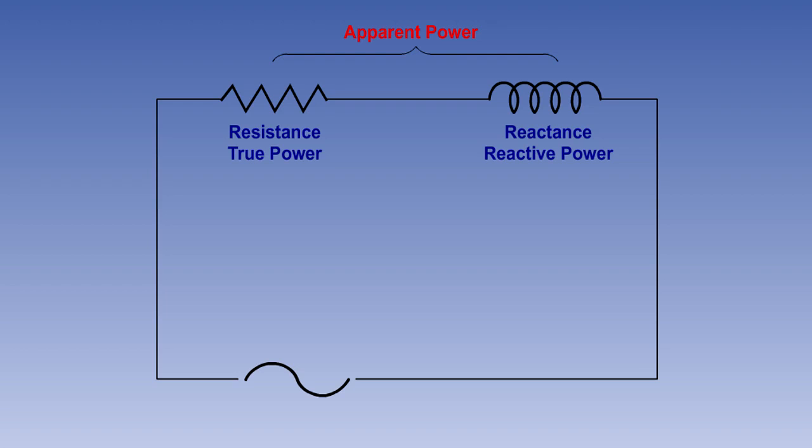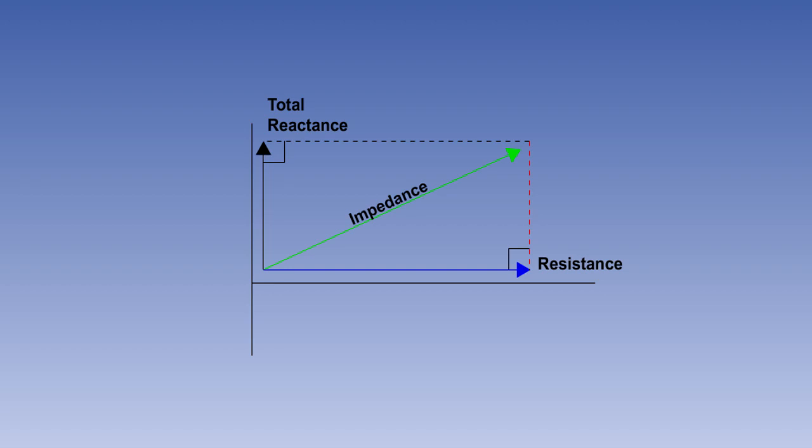The total power being felt in the circuit will be the vector sum of the true power and the reactive power. This power is known as apparent power. It is also sometimes referred to as theoretical power or rated power. Irrespective of their phase relationship, apparent power can be calculated by multiplying the RMS voltage by the RMS current. It is measured in voltamps or kilovoltamps. We can use a similar vector diagram to the one that we use to calculate impedance to work out a circuit's apparent power.